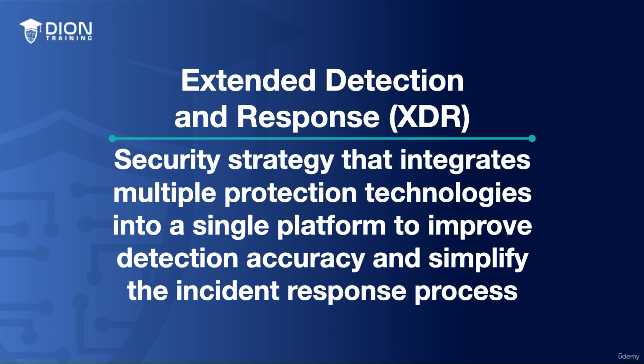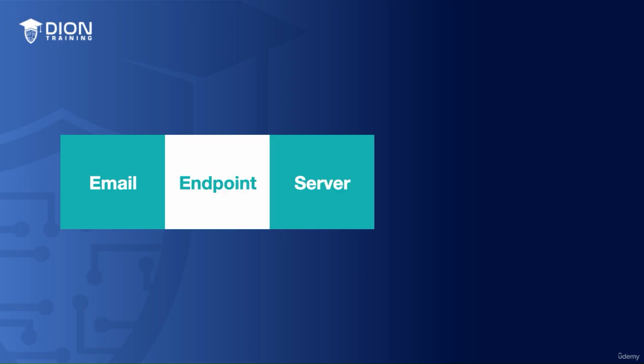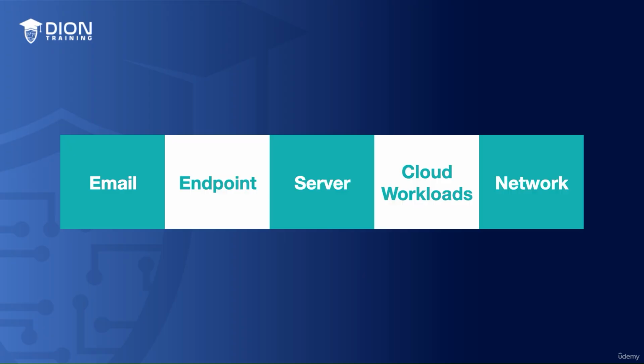Finally, we need to discuss the latest version of endpoint detection and response technology, also known as extended detection and response. Extended Detection and Response, or XDR, is a security strategy that integrates multiple protection technologies into a single platform to improve detection accuracy and simplify the incident response process. Extended detection and response technologies are used to collect and automatically correlate data across multiple security layers, including your email, endpoint, server, cloud workloads, and network, so that any threats can be detected faster and security analysts can minimize the time required to respond to any issues.